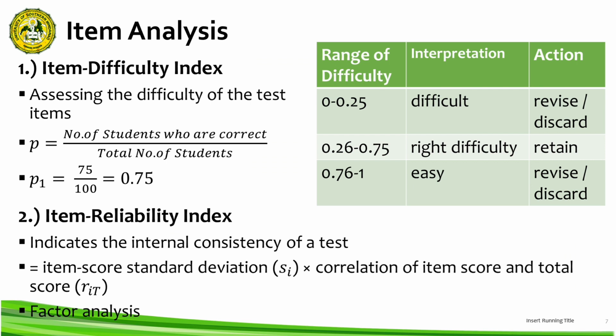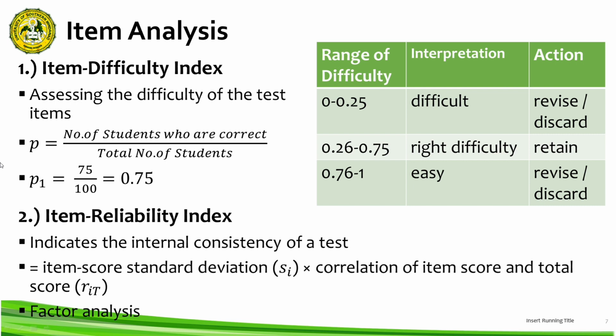Now the question is, what are the different procedures of item analysis? We have here first the item difficulty index. It is a procedure of item analysis done to assess the difficulty of an item. So from the name itself, may idea na tayo kung ano ang item difficulty index. It is denoted by lowercase italic p, gaya ng nakikita niyo sa screen. Ngayon, paano nga ba kinukuha ang item difficulty index?